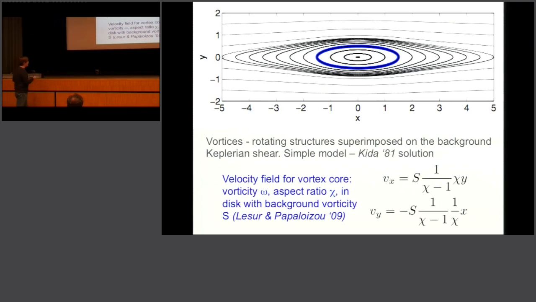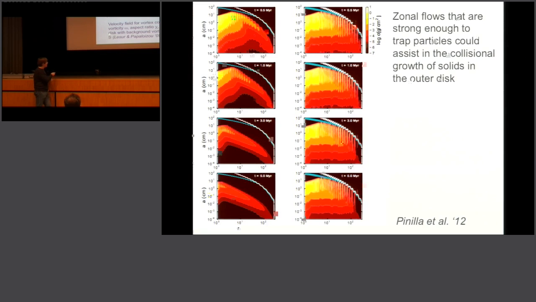And so here's really to illustrate how simple the solution is. This is the velocity field for the vortex core in this Kida solution, for a vortex which has a particular vorticity and an aspect ratio, so that's the ratio of the long dimension to the short dimension in the vortex, and in a disk with a particular background vorticity S.